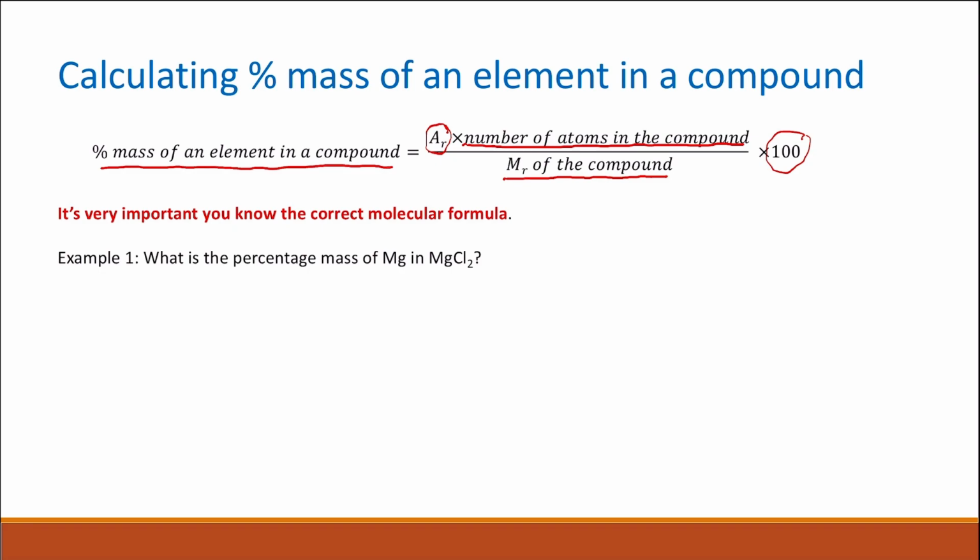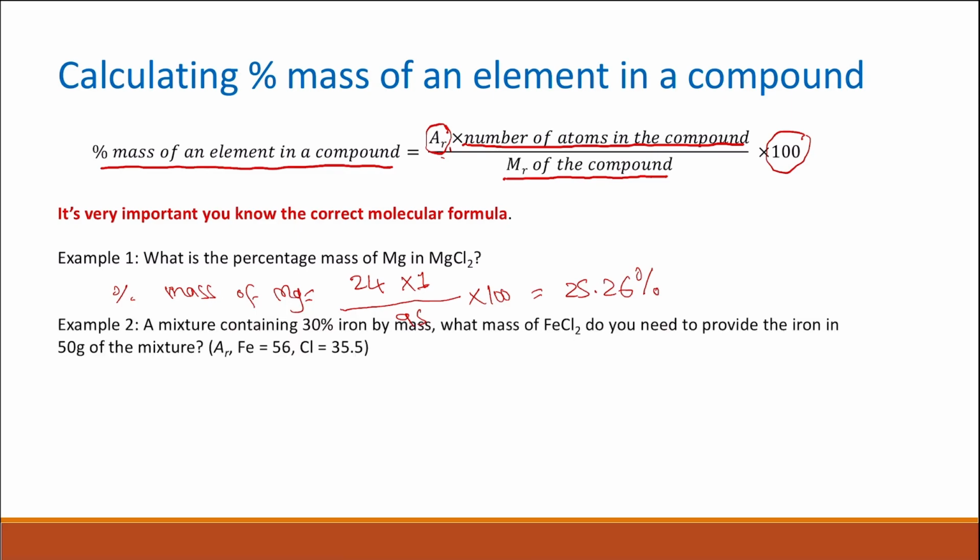So the percentage mass of magnesium, we're going to apply this equation, will equal the relative atomic mass of magnesium, which is 24, times the number of atoms of magnesium in the compound, which is 1, divided by the relative formula mass of the compound, which we just calculated and found equals 95, times 100. You're going to find that this is 25.26%. So this is the percentage mass of the magnesium in magnesium chloride.